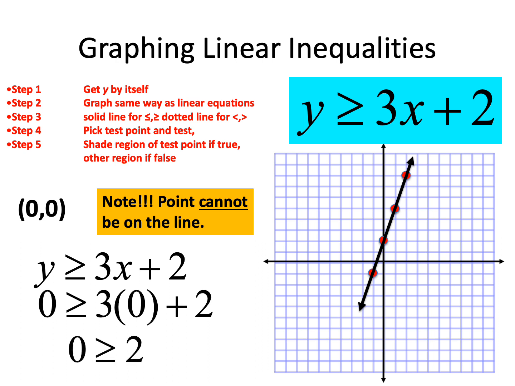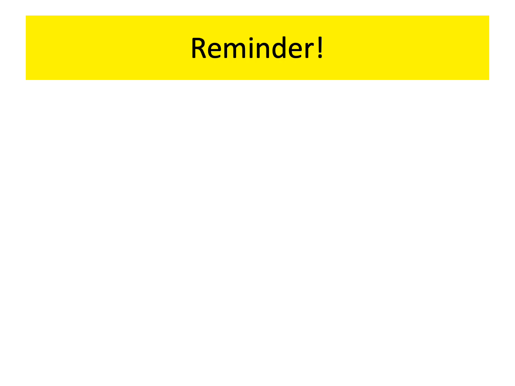If it's true, then you shade on the side of the test point. If it's false, you shade on the other side. So for this one, 0, 0 was our test point, and we find out that this is false. So we do not shade on the side of 0, 0. We shade on the other side. Make sense? Just remember, you cannot pick a test point on the line itself.